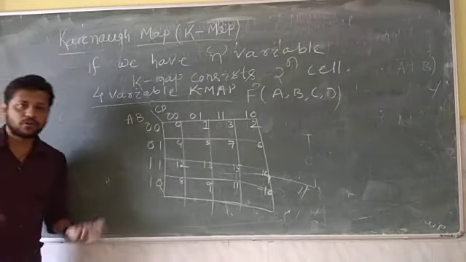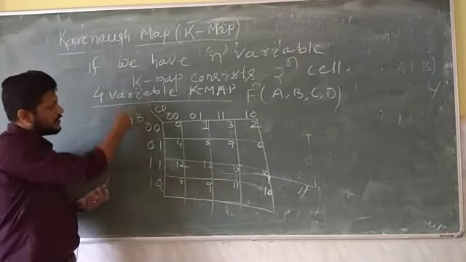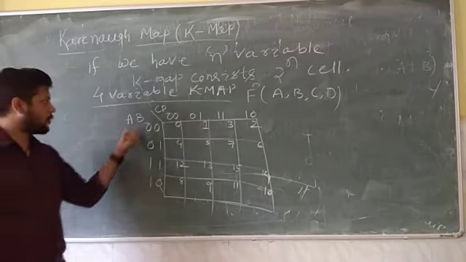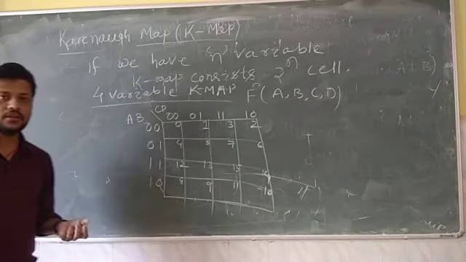So this is the way to construct a K-map. We can write here CD and AB, but in general the most significant bit is written on the left side and the least significant is written on the right side.